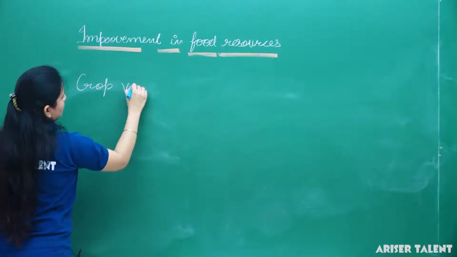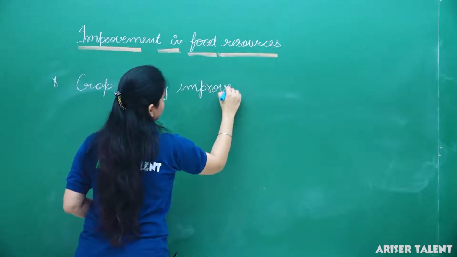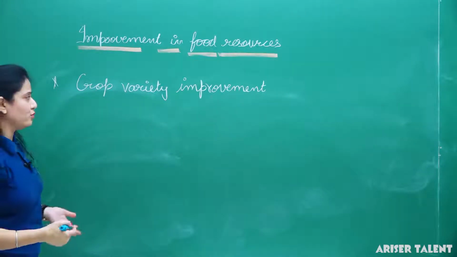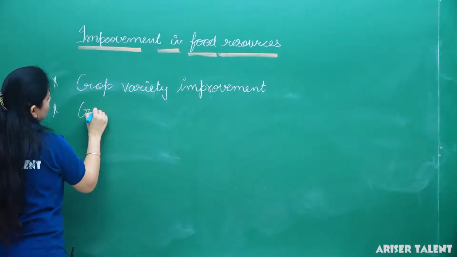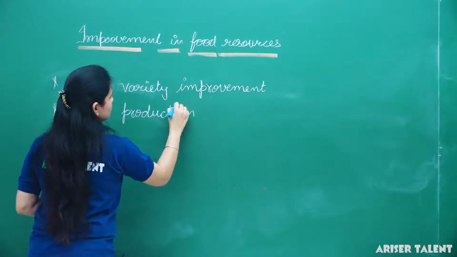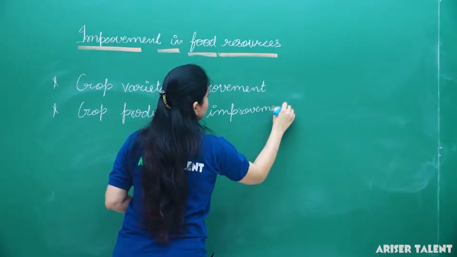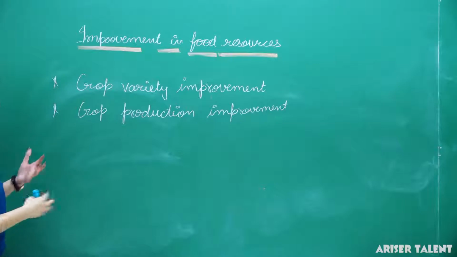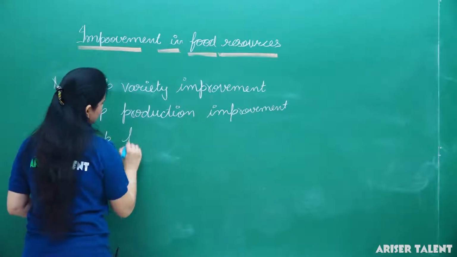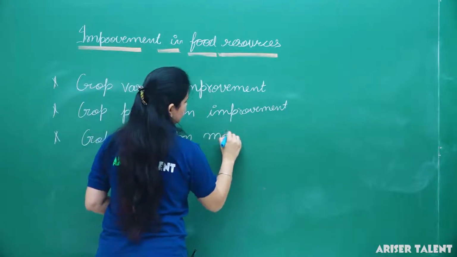crop variety improvement. Okay, in this method crop variety is improved. Another method is crop production improvement, means the improvement in the methods of the production of the crops, and then crop protection management.